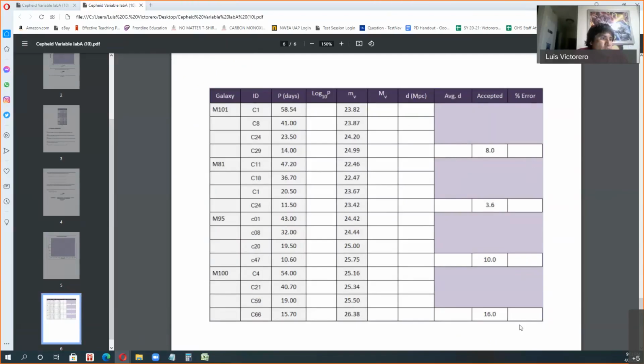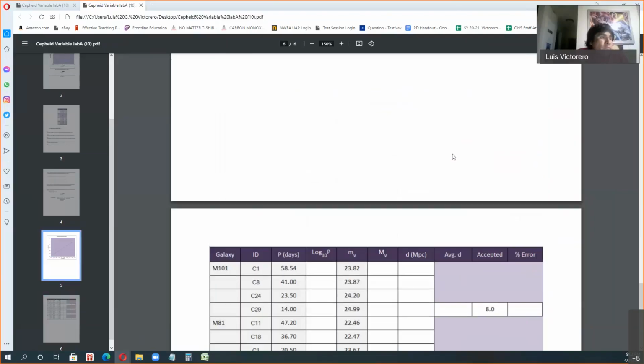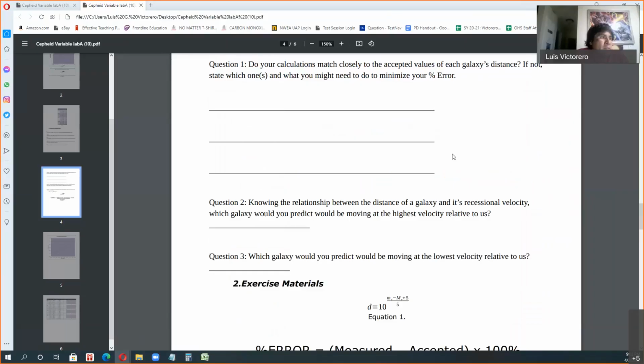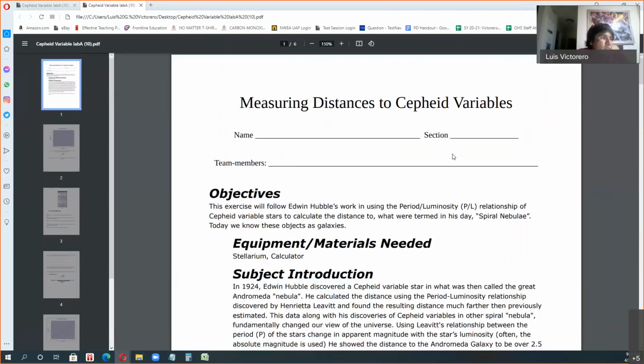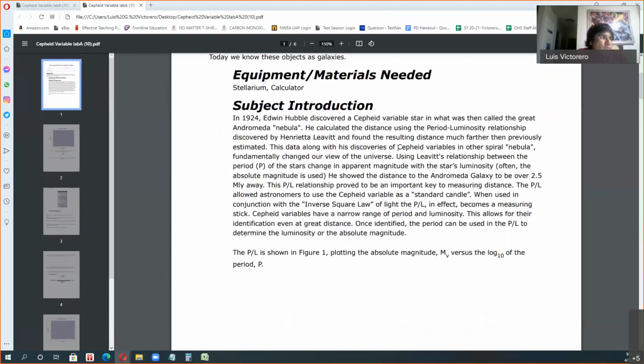It's only this. Some of these have not been added, but you need this to find this. So Wednesday is due, guys. It's a half lab, only 50 points. The last two labs are half labs because they are very short. You don't need Stellarium for this.